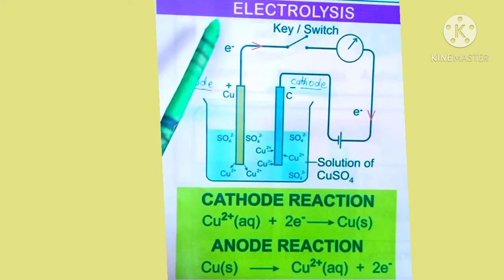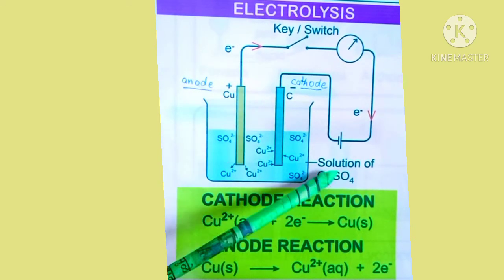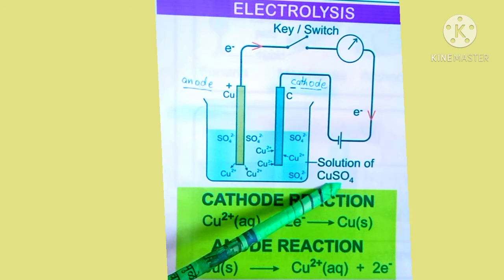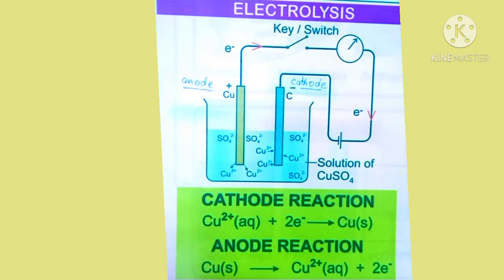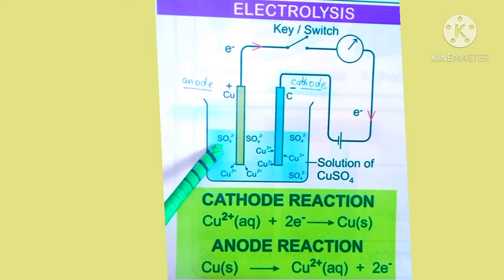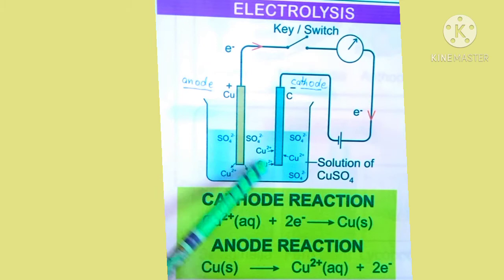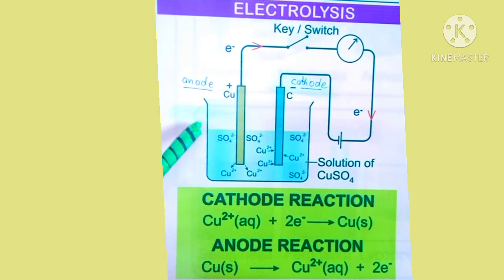Now let's study electrolysis with the help of an example. We'll take the solution of copper sulfate. This is an aqueous solution, so the copper sulfate gets dissociated into positive and negative ions: Cu2+, which are copper ions, positive ions, and sulfate SO4 2-, negative ions. This dissociation takes place as I have explained earlier in case of NaCl.